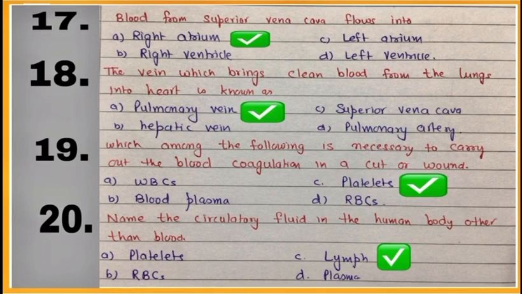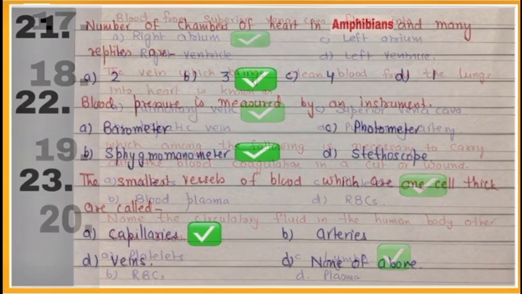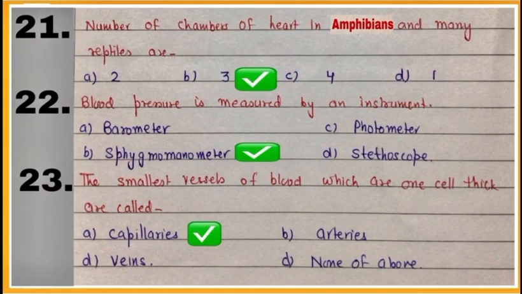Also note that platelets are responsible for clotting of blood and there is another fluid in our body called lymph. Heart is three-chambered in amphibians and in many reptiles. Blood pressure is measured by instrument called sphygmomanometer.